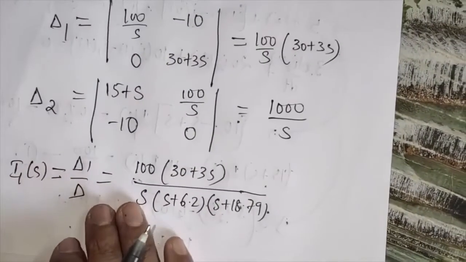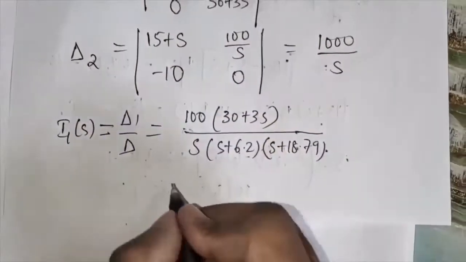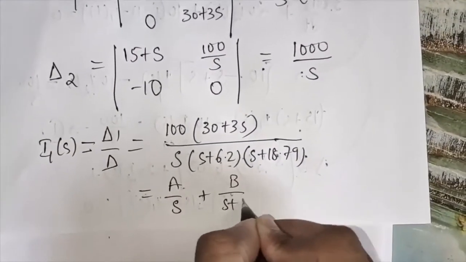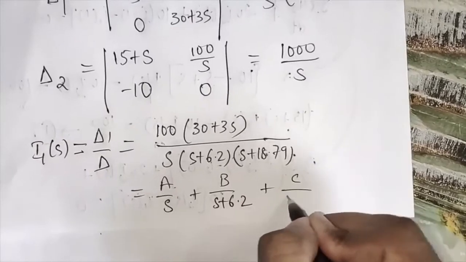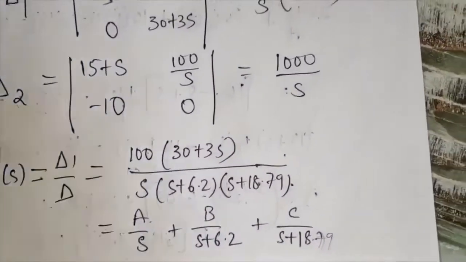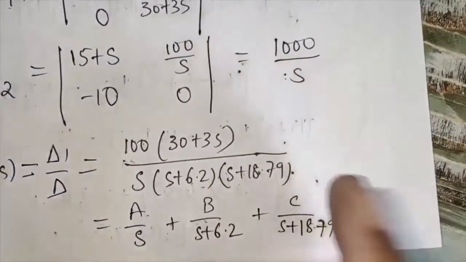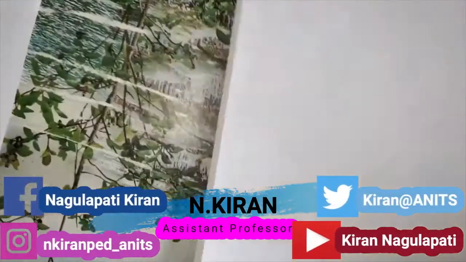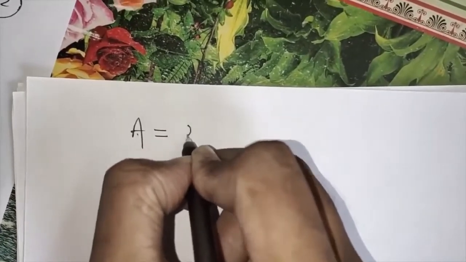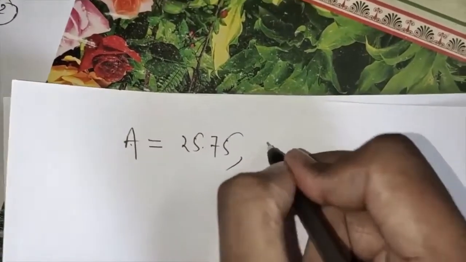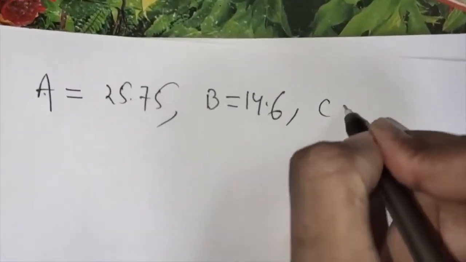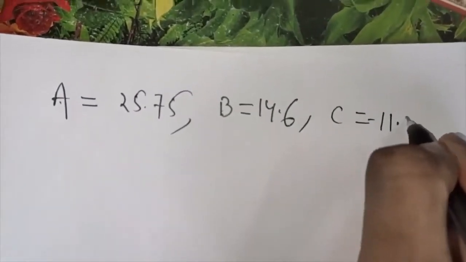By using partial fractions, we have to find the values of A, B and C. So A by s plus B by s plus 6.2 plus C by s plus 18.79. After simplification, the ABC values that I get are A is equal to 25.75, B is equal to minus 14.6 and C is equal to minus 11.14.